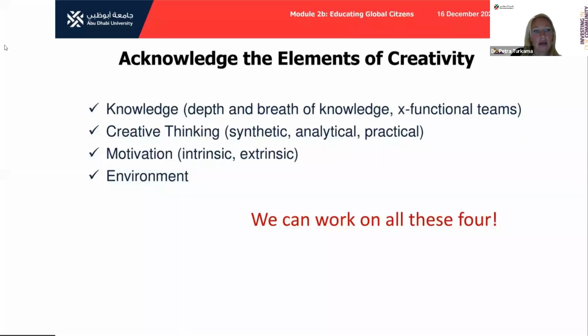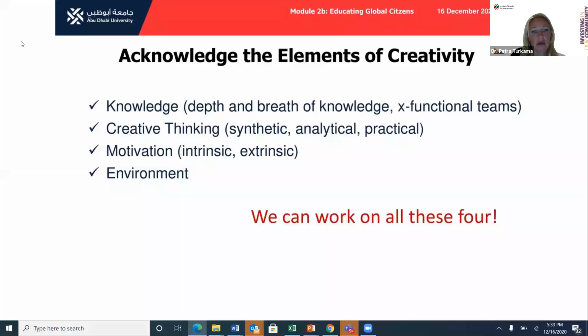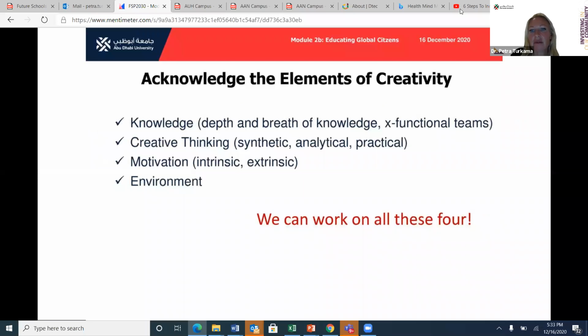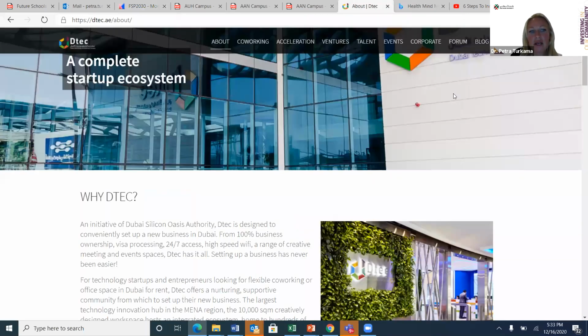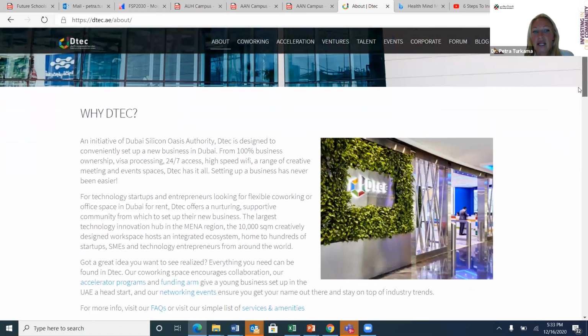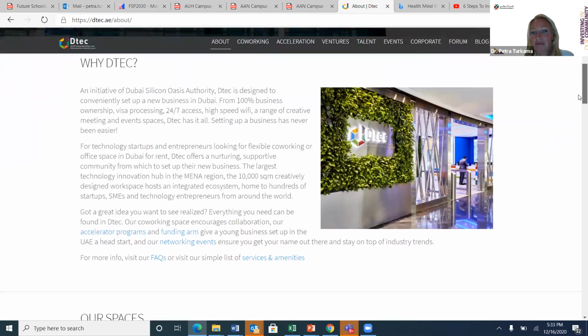I'm going to show you an example of innovative spaces. So we say that space matters, and these are pictures from DTech. DTech is an incubator. What it means is they are helping startups, and they're based in Dubai. But let's have a look into their offices.